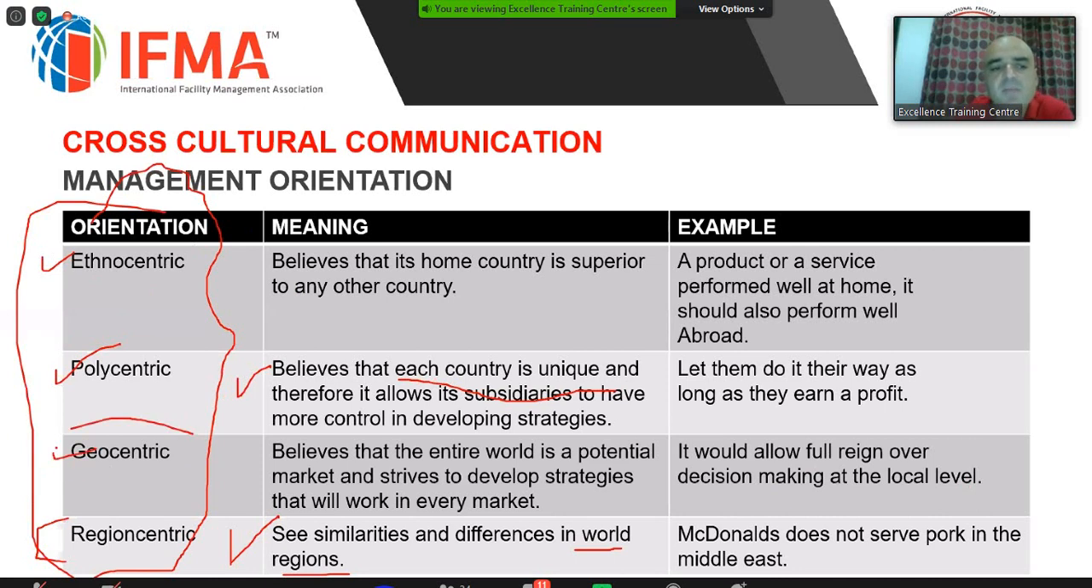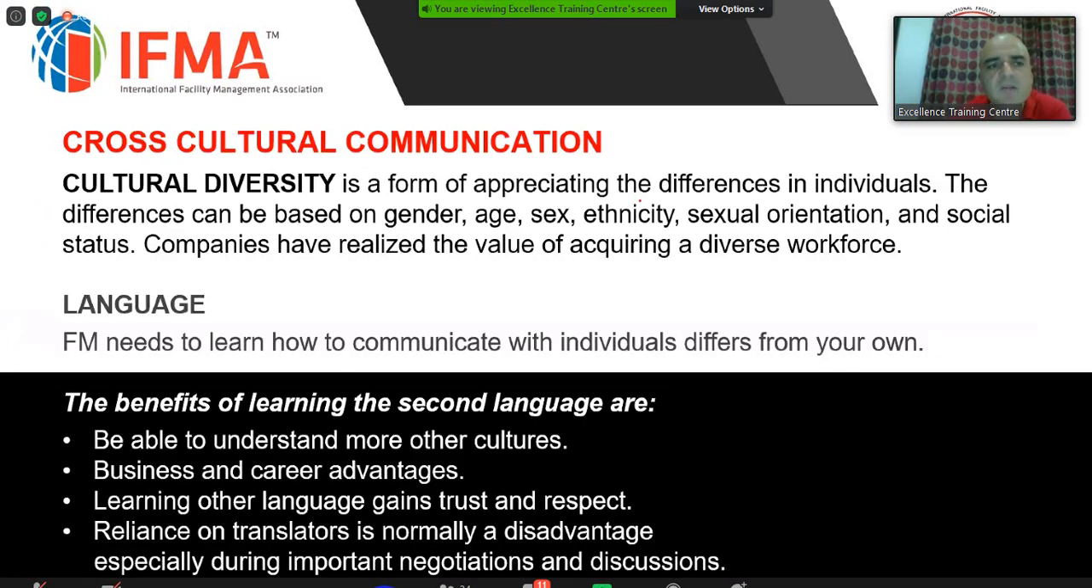For example, Facebook, they have a full geocentric approach. When they roll out their product, everywhere it is the same. Netflix, on the other hand, is region-centric. They are addressing each region differently. Now you started seeing it even more prominently. Like last Eid, they started opening Arabic shows in the region. So these are the four different approaches.